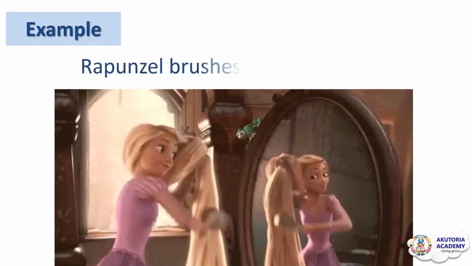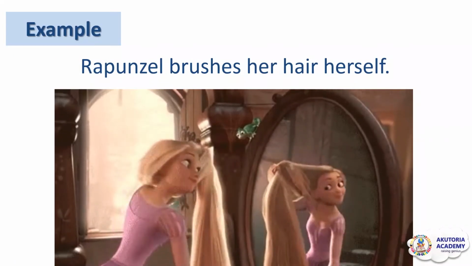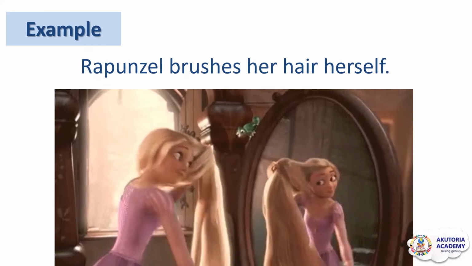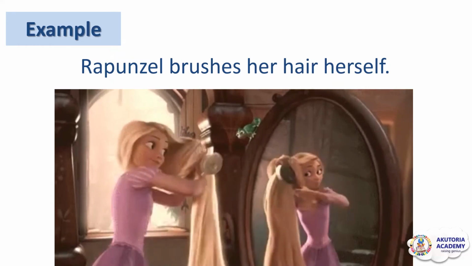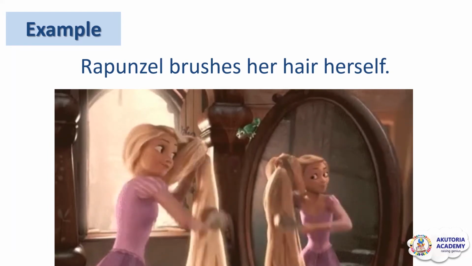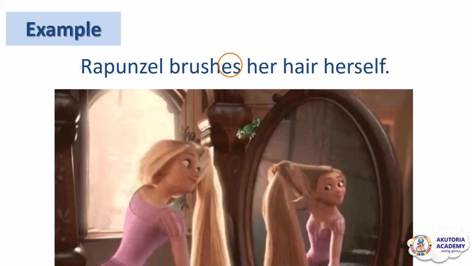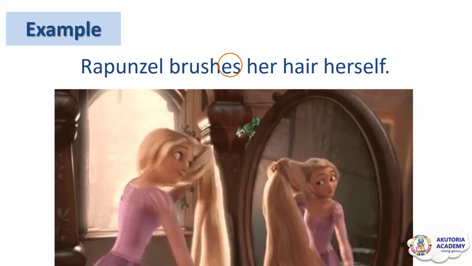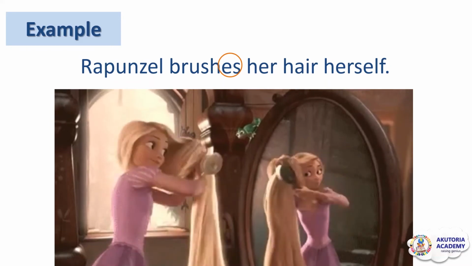Let's see this other example. Rapunzel brushes her hair herself. Now, how many subjects do we have? One. And who is the subject? Rapunzel. That's the person we are talking about. And the verb is brushes. If you notice, we added es because your subject is one. Your verb must either carry an s or an es. Is that clear? Good job.